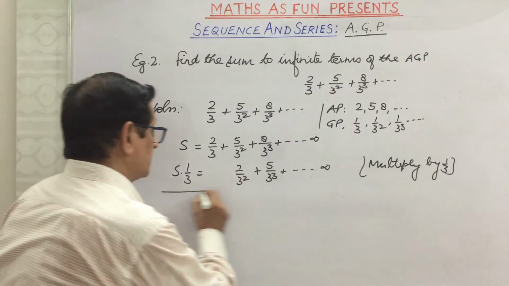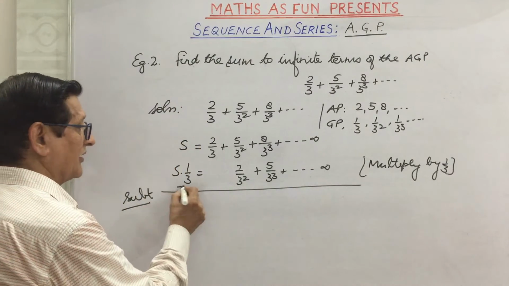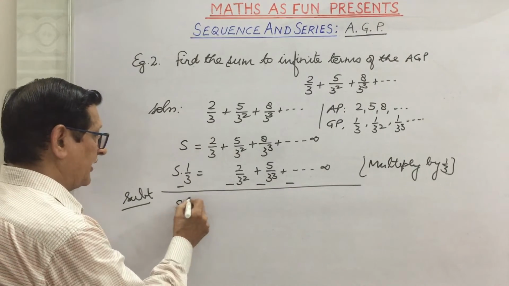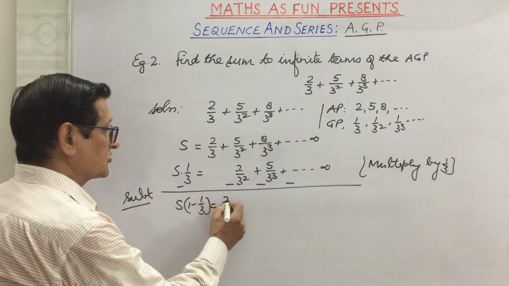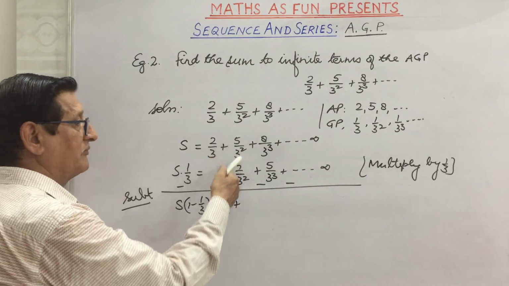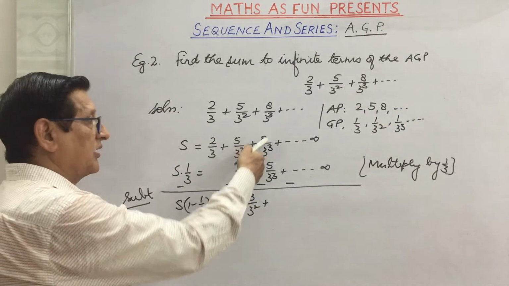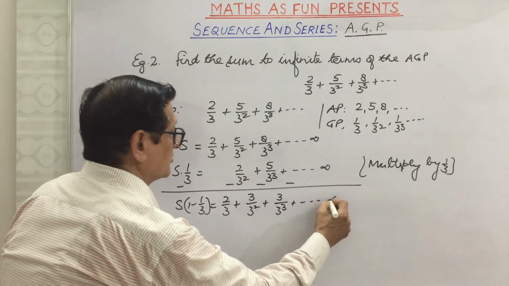Subtracting the two equations, we get minus, minus, minus, and so on. On the left it will be s into 1 minus 1 upon 3. On the right it is 2 upon 3 plus 5 minus 2, which is 3 upon 3 square, 8 minus 5 is 3, plus 3 upon 3 cube, and so on up to infinite.